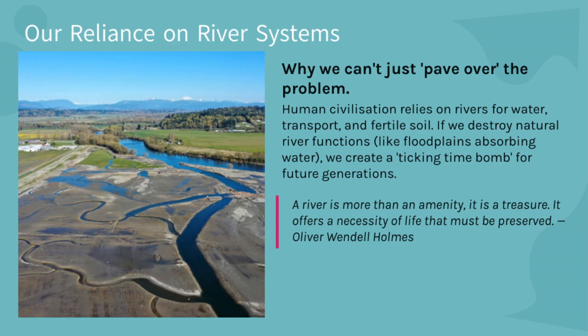For example, if a floodplain is covered in concrete, water cannot soak in or spread out safely. Instead, it may be forced downstream more quickly, increasing flood risk elsewhere. So river management is not about defeating nature. It is about understanding natural processes and making sensible choices. A river is more than just a channel of water. It is part of a larger system that people and ecosystems depend on.